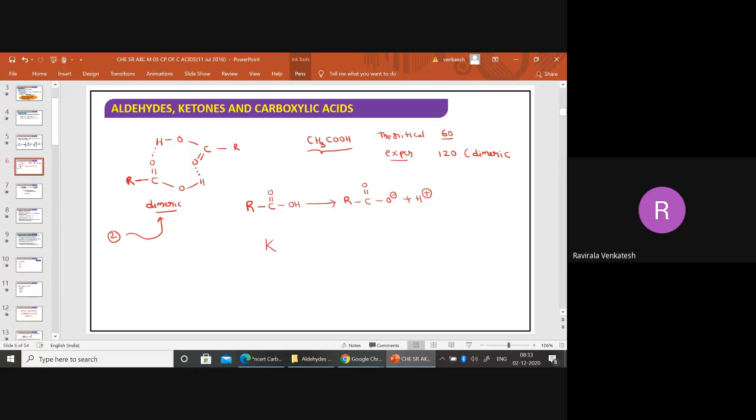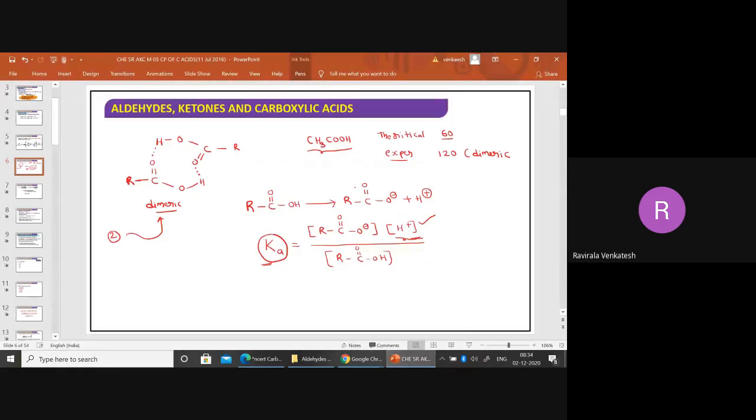Now dissociation constant Ka is equal to concentration of products. This is the product. I'm writing R C double bond O minus, H plus, divided by R C double bond OH. Now here the dissociation constant Ka is directly proportional to H plus concentration. If you get more H plus concentration, then the acidic nature of this substance will depend upon H plus concentration. More H plus concentration, more dissociation constant.